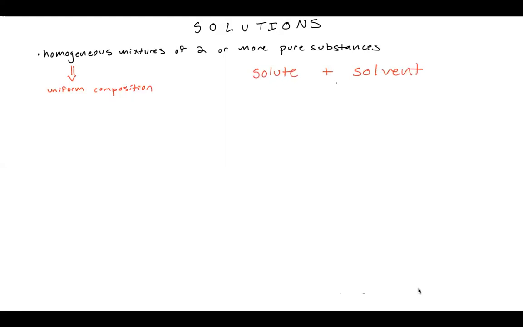So it's important to understand the difference between a solute and a solvent. So when you have a solute and a solvent, you make up a solution. A solute is what is being dissolved. In our Kool-Aid example, that would be the powder. Our solvent, on the other hand, is what is doing the dissolving. That would be the water.